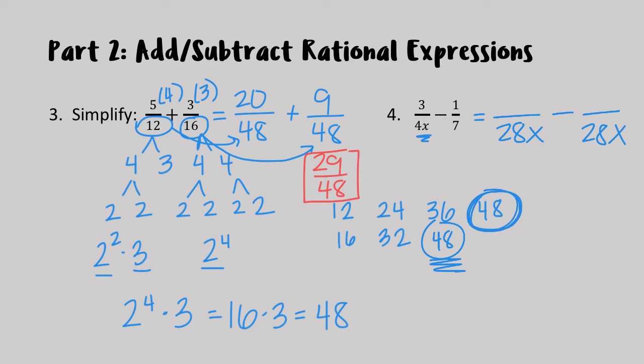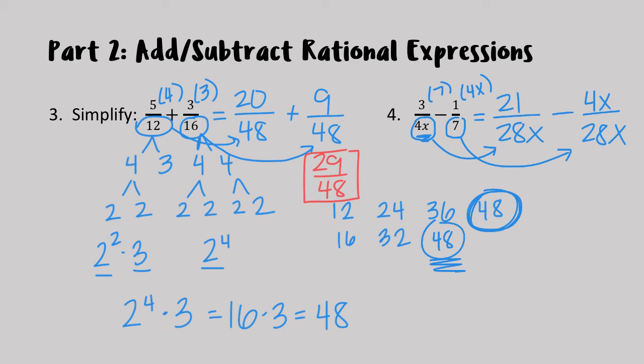Now I'm thinking of what would I multiply 4x by to get 28x? It would be times 7. So I need to multiply the numerator by 7 as well. 3 times 7 is 21. And then I'm thinking, what do I multiply 7 by to get 28? That would be 4x. So in the numerator, I need to multiply by 4x.